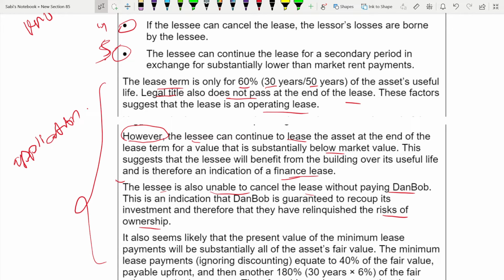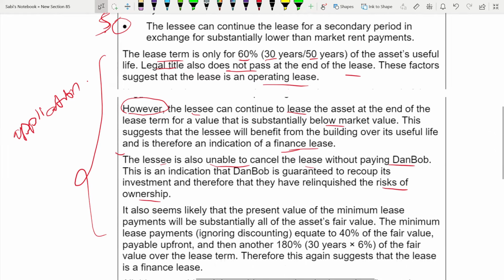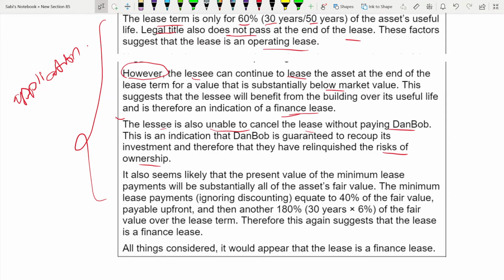Okay, that's how you answer in SBR or any paper in ACCA. That's how you decide. That's what your conclusion is. Obviously, there are other factors, but it's not possible to include all the factors. Okay, we go by whichever side has the majority of points.